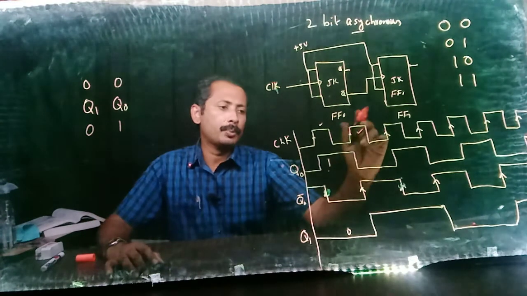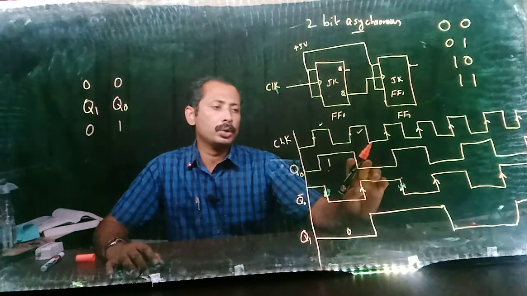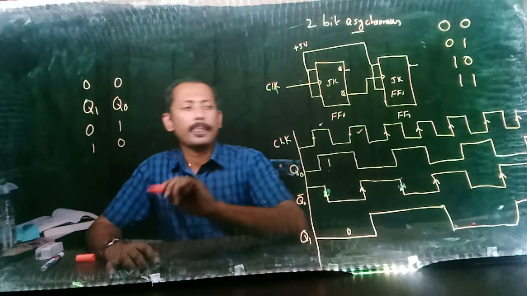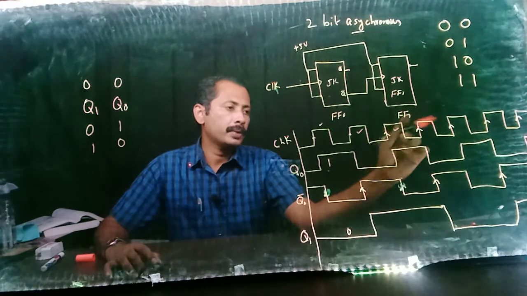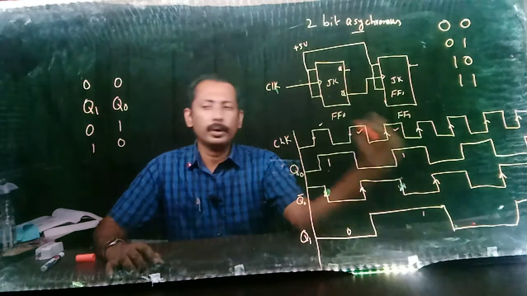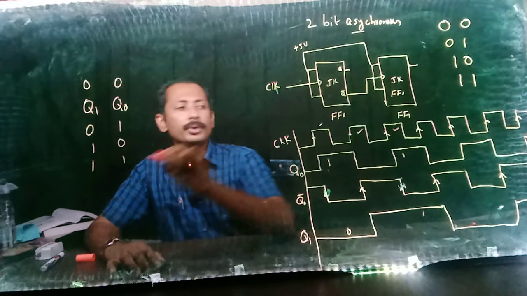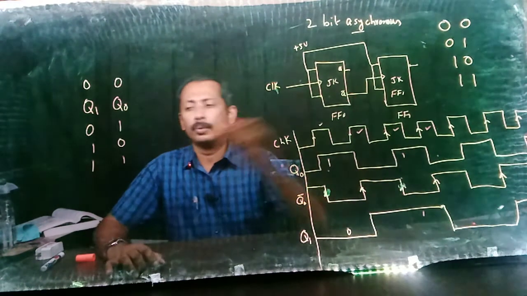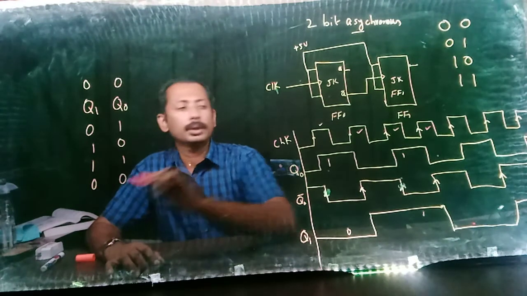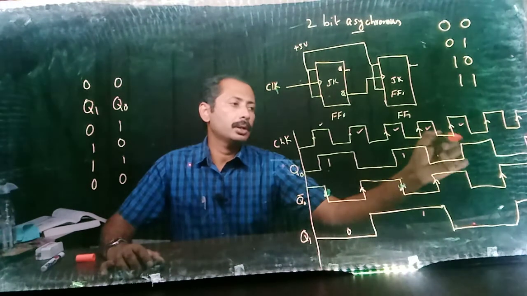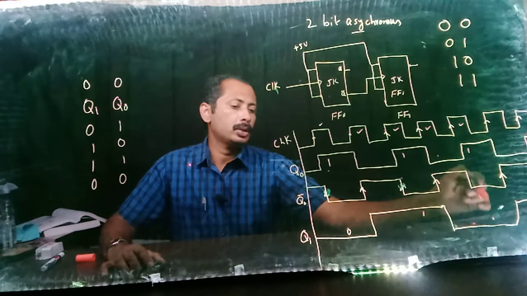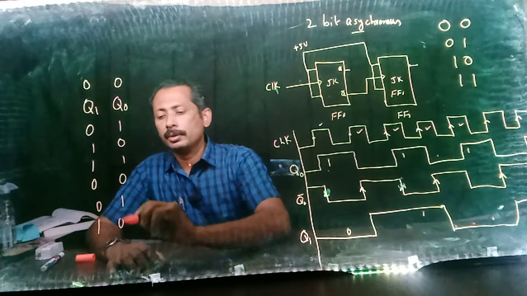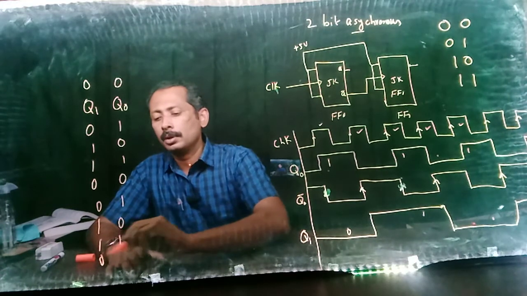At the second clock pulse we can see Q0 is 0, Q1 is 1. At the third clock pulse both are 1, so it is 1 1. At the fourth pulse Q0 is 0, Q1 is 0, again 0 0. At the fifth pulse it is 1 and 0, and so it continues like this: 1 0, 1 1, 0 0, and so on.